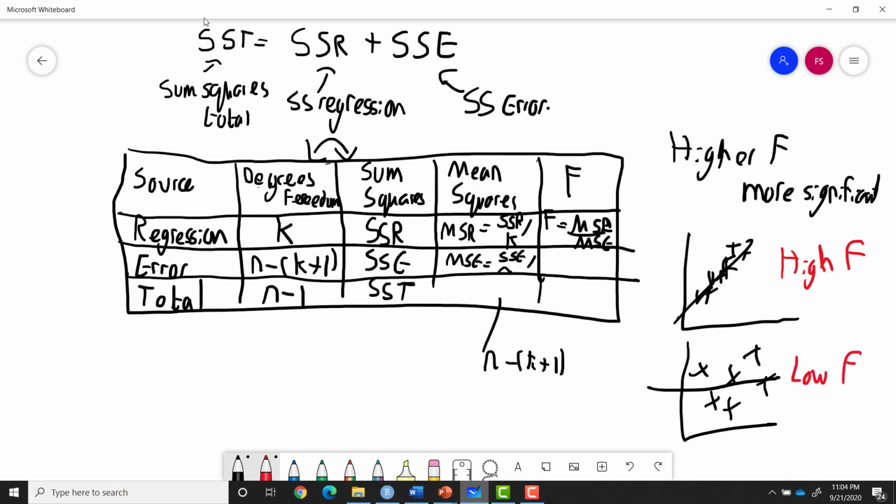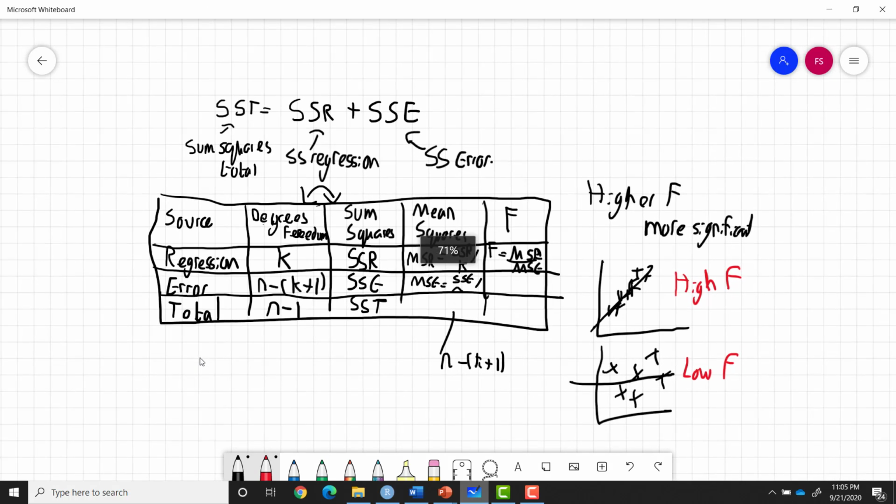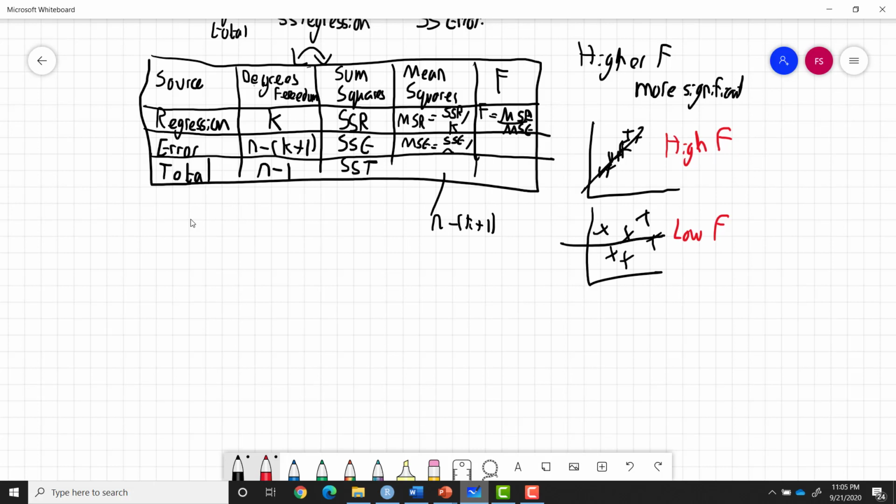Going back to what I said previously, the regression is the difference between the points and the mean. The error is between the points and the line. So this ratio would give us a high F and this would give us a low F. And there's also a little statistical test we could do. Let's just move that up a little bit.